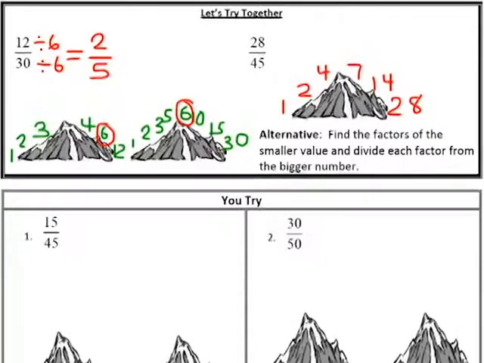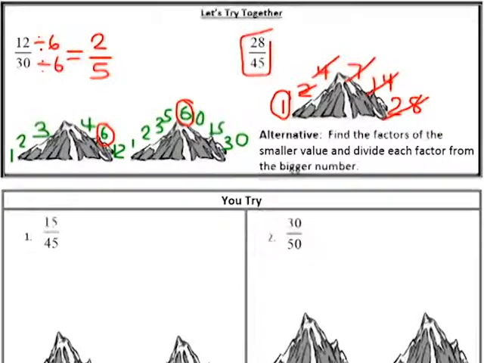Then you pull out your calculator, you do 45 divided by 28. If you get a decimal, it's not the GCF. 45 divided by 14, nope. 45 divided by 7, nope. Nope. Nope. When your GCF is 1, that means it's already in simplest form. So if you use one mountain, you can just go ahead and divide. Go ahead and try the You Try section, and we will return to the lesson in a moment.